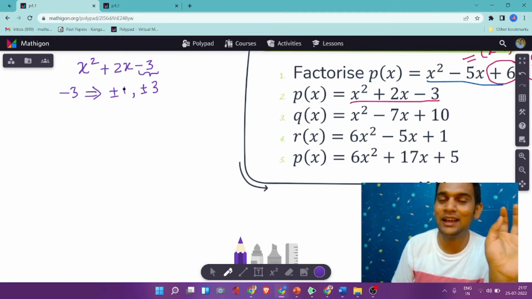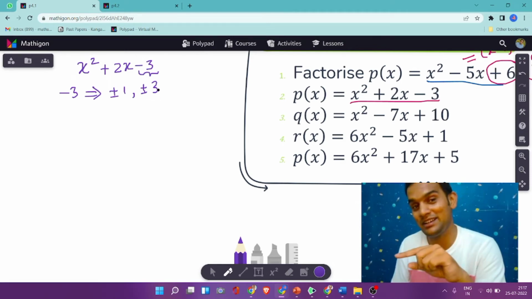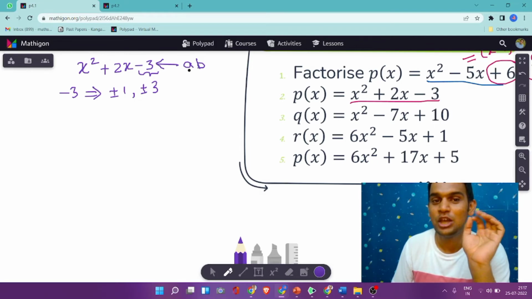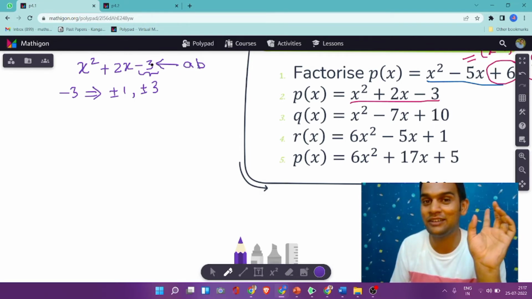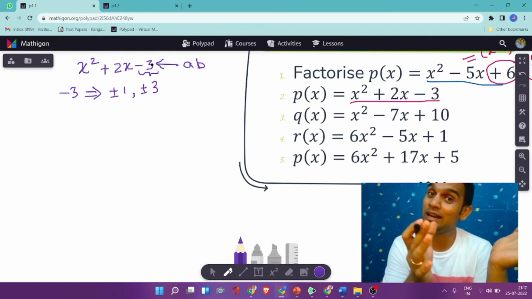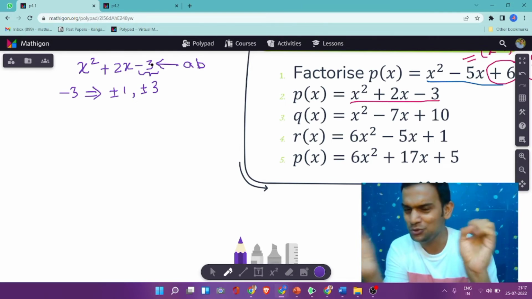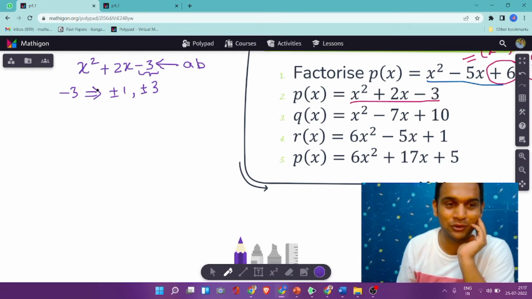If the factor is plus 1, the other factor will be minus 3, because plus 1 and minus 3 will only get us to minus 3, because this is nothing but A multiplied by B. So if A is positive, B will be negative because we have to get a negative number. If both are negative, we get a positive number, not a negative number. I hope that you are able to relate this. This is a very beautiful thing which we observe over here.